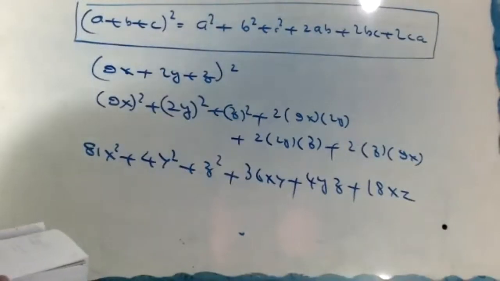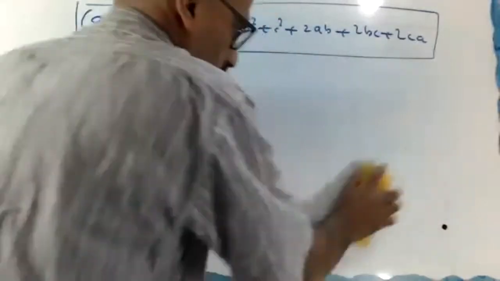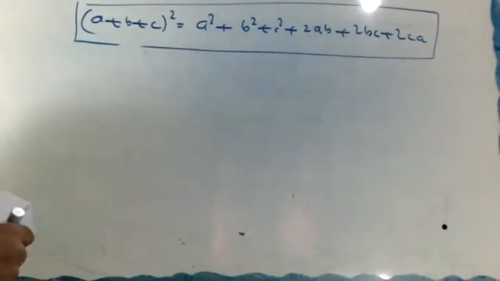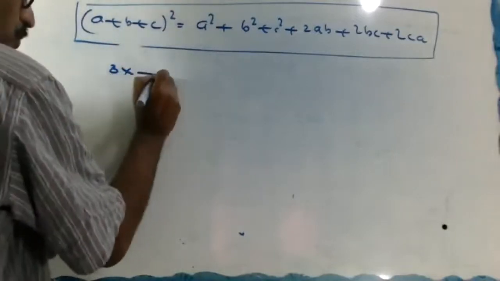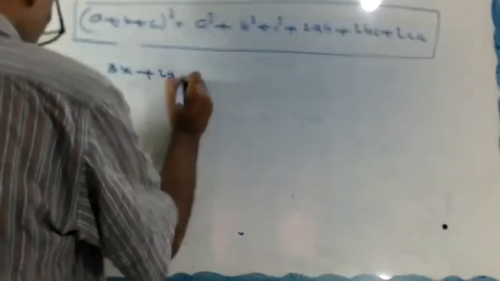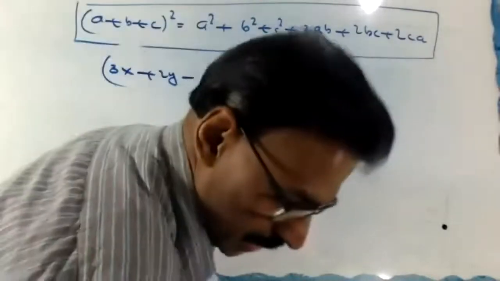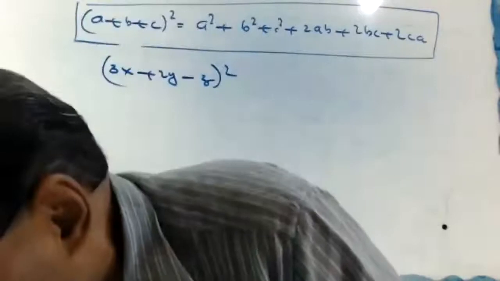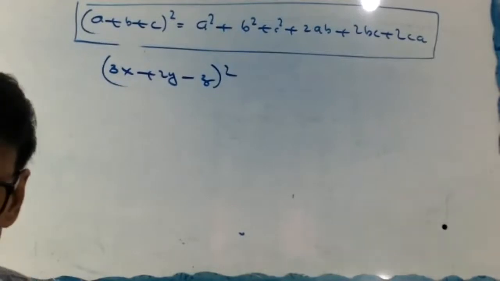Next question. Look here. Next one: (3x + 2y - z) whole square. Can you try this one? It's very simple. Just apply the formula, but be careful with the minus, okay? (3x + 2y - z) whole square.